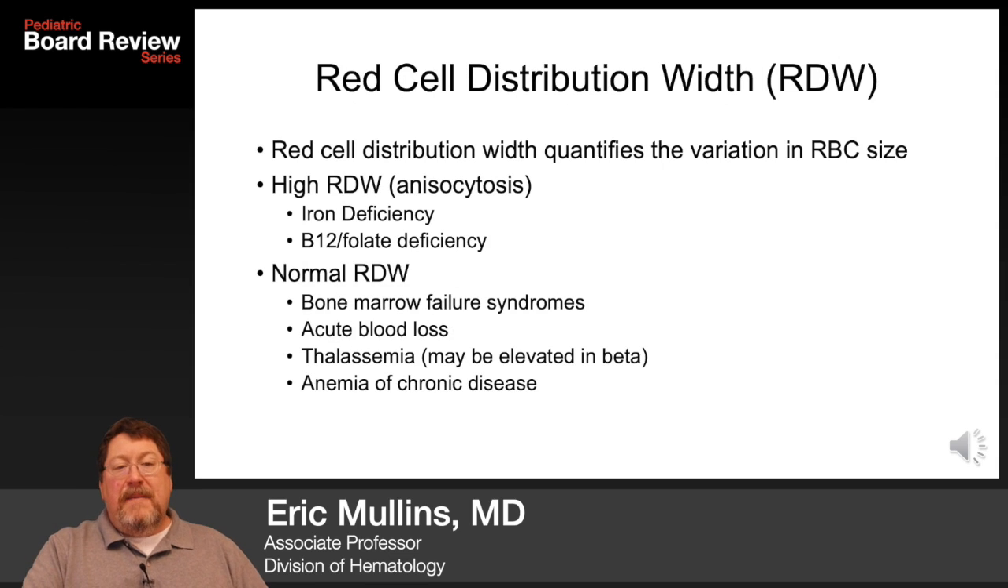And then the RDW, which is really a measure of how many sizes of red blood cells are present during a CBC. And so if you have a high RDW, we call that anisocytosis. And that just means variation in size of a red blood cell. And that is most common in problems of synthesis, such as with iron deficiency or B12 deficiency. And then these others are typically associated with a normal RDW. And a normal RDW doesn't imply a normal red cell size, it just implies that they're all the same size.